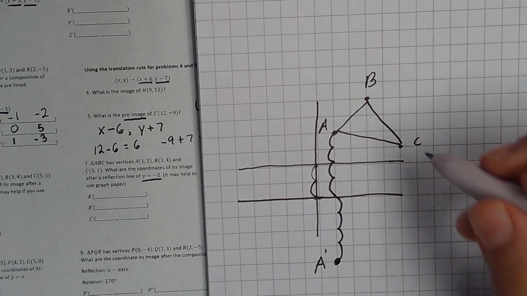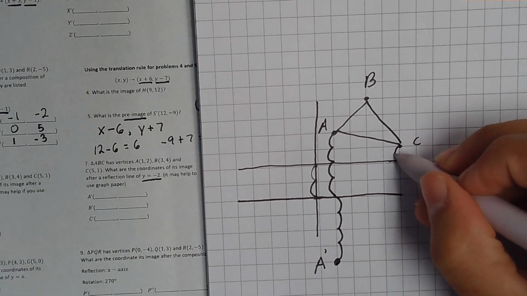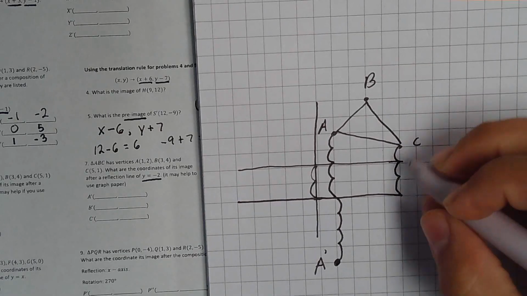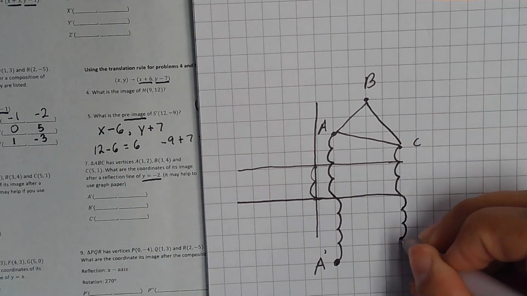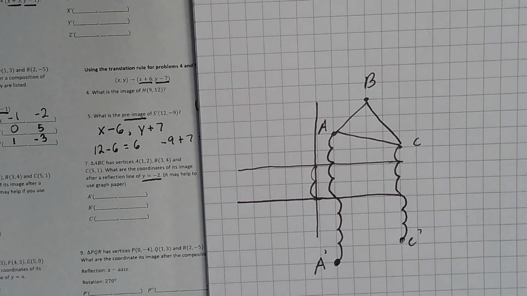Now do the same for C. I'm going to go 1, 2, 3. Then I'm going to go 3 further. 1, 2, 3. My new C is right there.